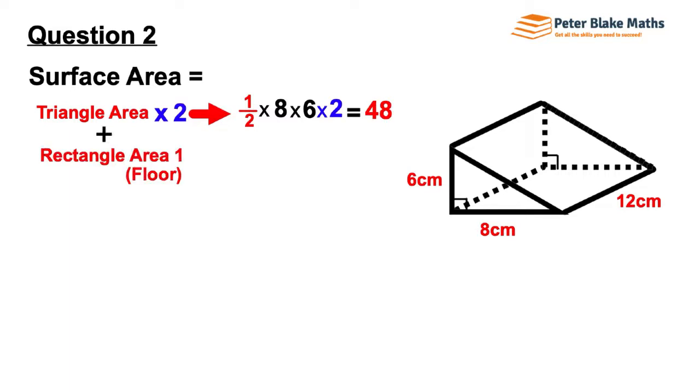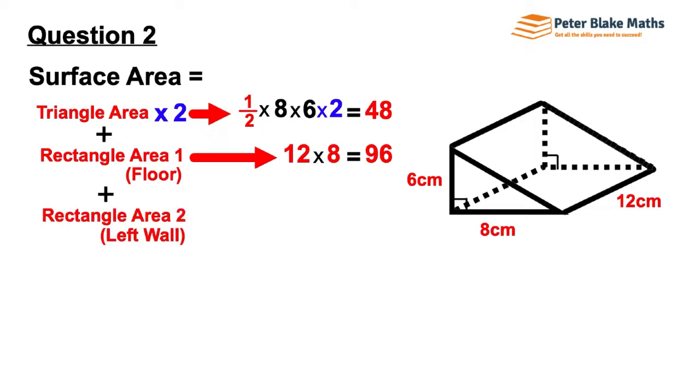Now we'll have a look at the rectangular area for the floor. You can see that the floor is made up of 8 times 12 or 12 times 8, doesn't matter what order you put them in. So 96 square centimeters for the floor area. And what else we got? We've got a rectangle area that makes the left wall. So you can see that is 6 times 12 for the area, the dimensions of that left-hand wall, the vertical wall in the triangular prism. So we've got 72 for that section.